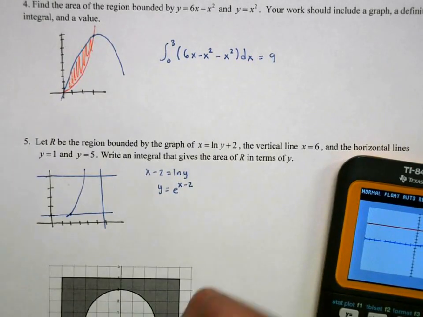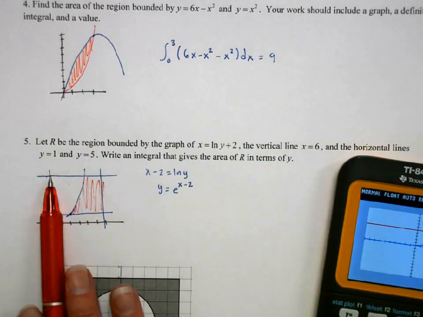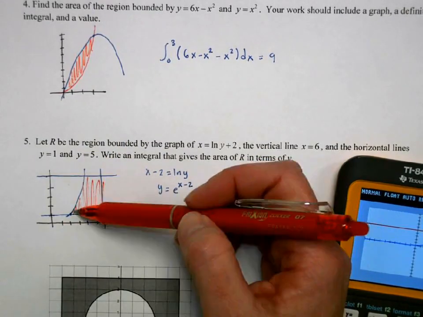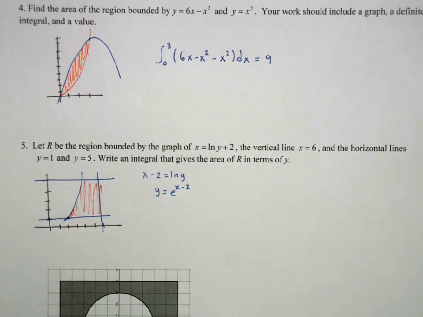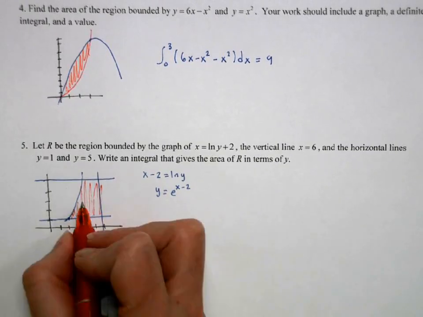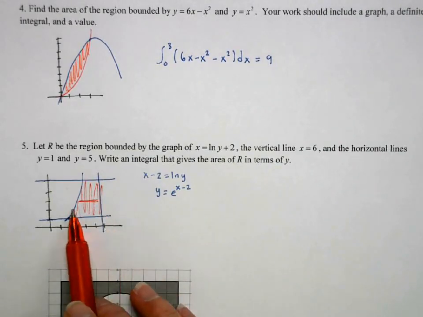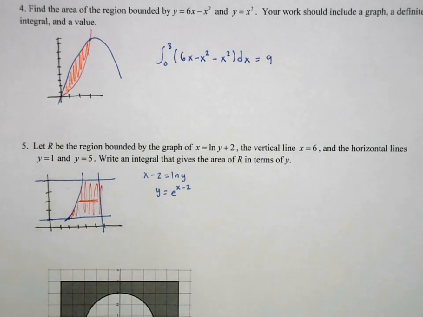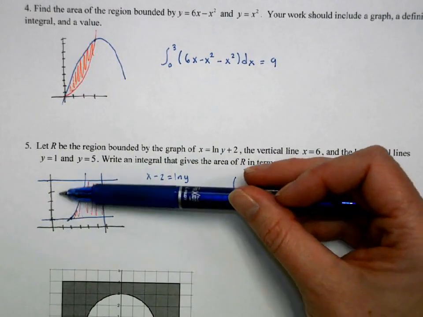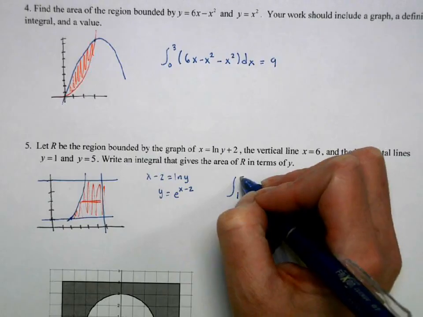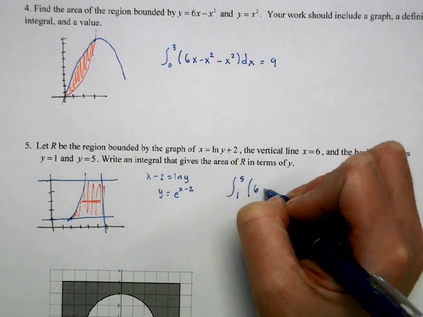Okay, the issue is if I did this with my cross sections being vertical, I'd have to do 2 different integrals, which is fine, and we can do that. But what I'm interested in is, can we do it with our cross sections going this direction? Because there, this one's always to the right and this one's always to the left. So I can do it that way. So if we're going this way, we're integrating from 1 up to 5. And then the right is going to be 6. The left is going to be our natural log of y plus 2.